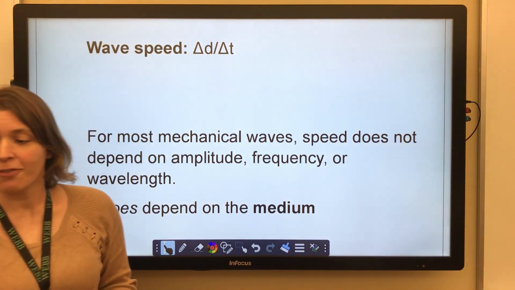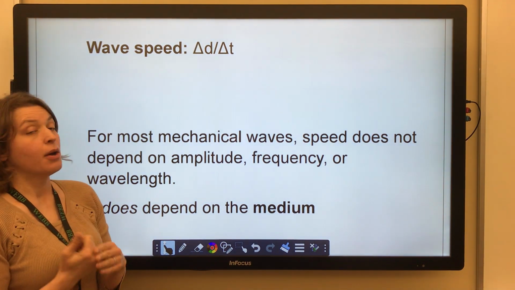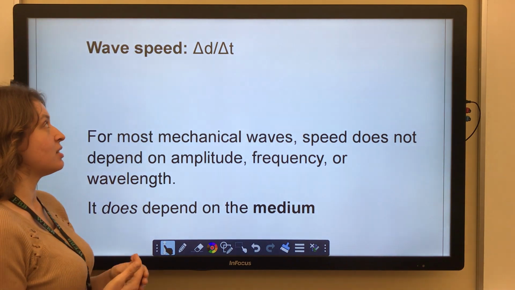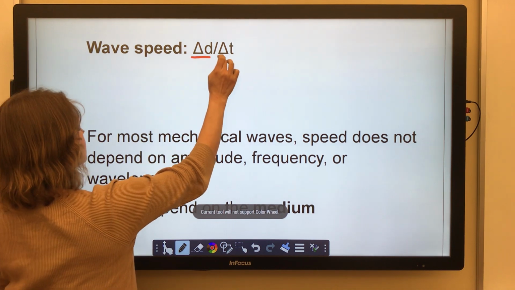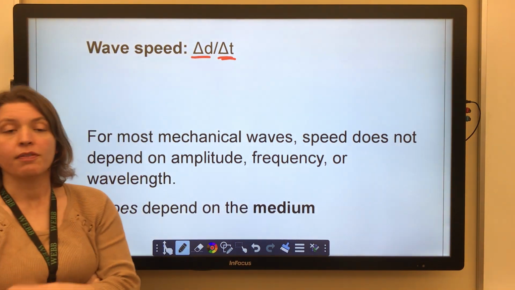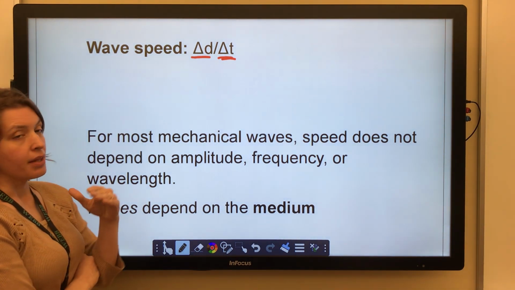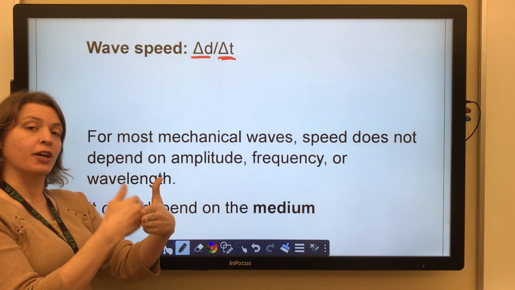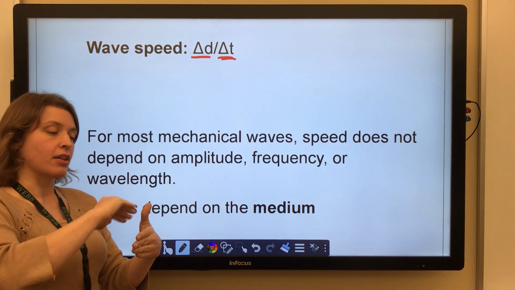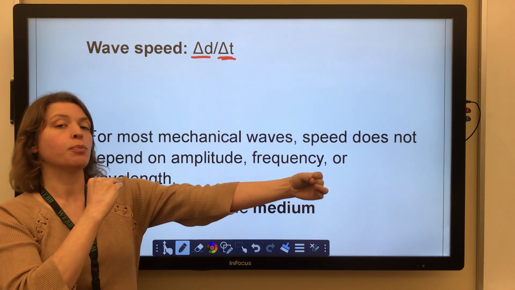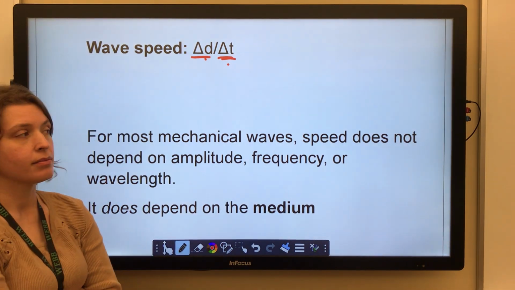Now, if I want to talk about how fast a wave moves, I have a few different ways that I can describe that. Wave speed is really just thinking about speed as we've thought about speed before: distance divided by time. So if I want to think about a mechanical wave moving through some medium, then I can think about how long it takes the front of that wave, or a crest or a trough on that wave, to get from point A to point B. If I take that distance, divide by time, I have my wave speed.